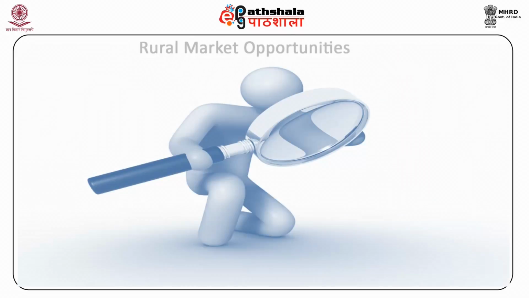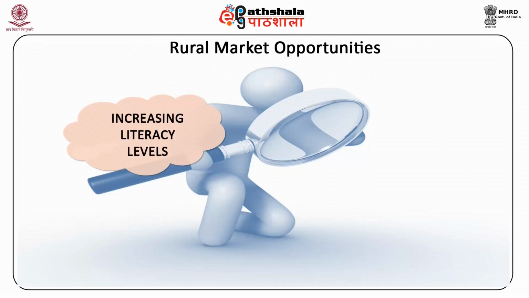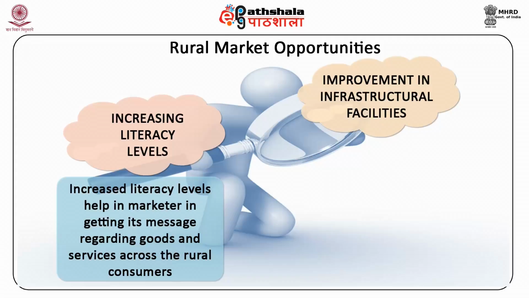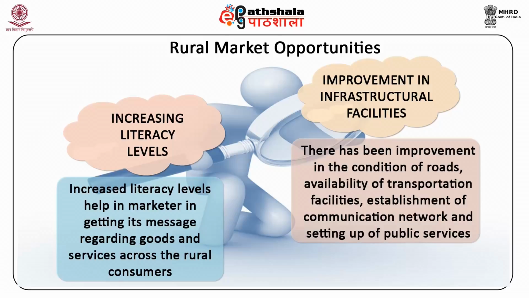Fifth reason is increasing literacy levels. Various programs have been initiated by the government to increase the level of literacy in rural areas. Increased literacy helps marketers in getting its message regarding goods and services across to the rural consumers. Sixth reason is improvement in infrastructural facilities. Infrastructure in rural markets has developed over the years. There has been improvement in the condition of roads, availability of transportation facilities, establishment of communication network, and setting up of public services. These improvements make the rural market attractive for the marketers to strive for.